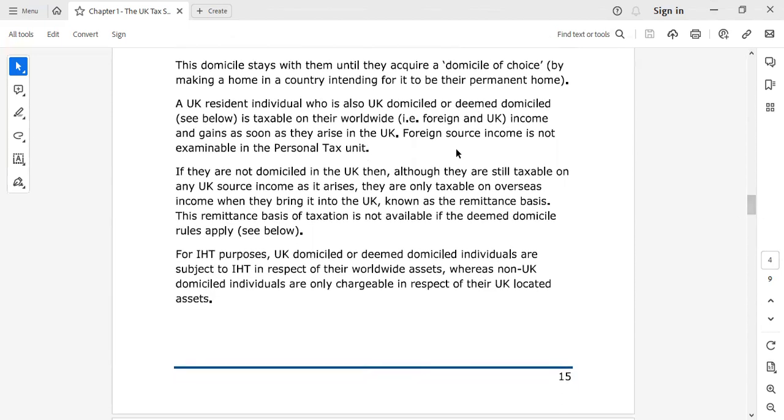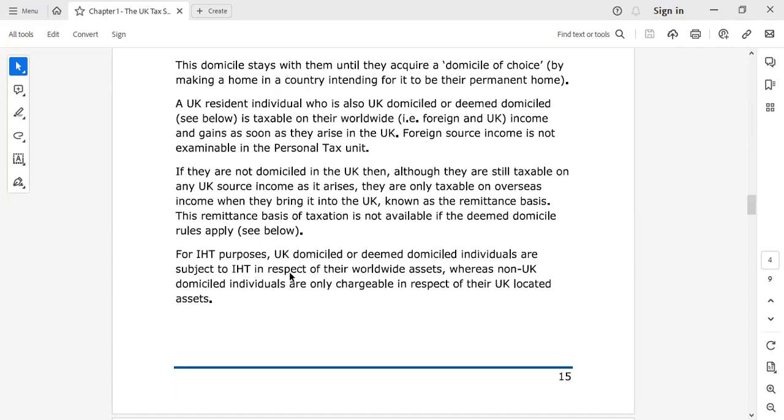If foreign source income is not examinable in this personal tax unit, if they are not domiciled in the UK, then although they are still taxable on any UK source income as it arises, they are only taxable on overseas income when they bring it into the UK, known as the remittance basis. The remittance basis of taxation is not available if the deemed domicile rules apply.